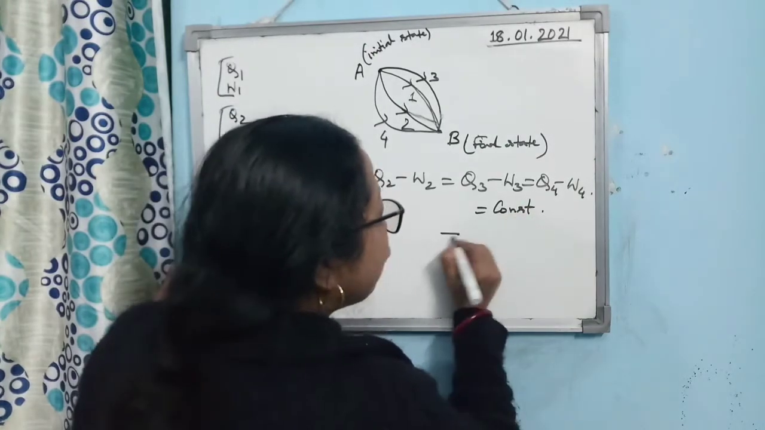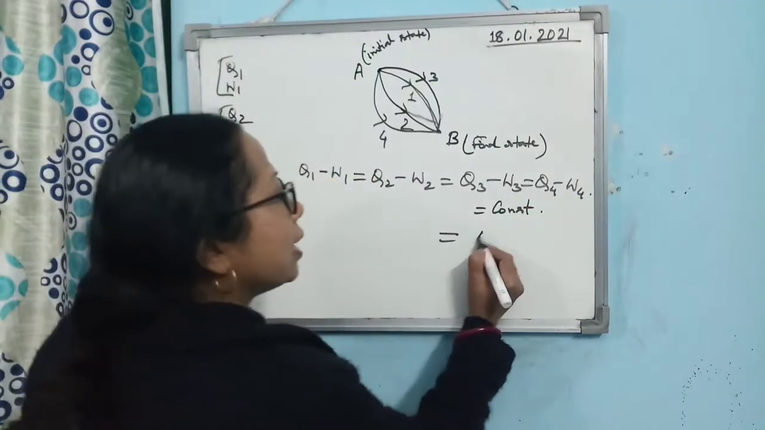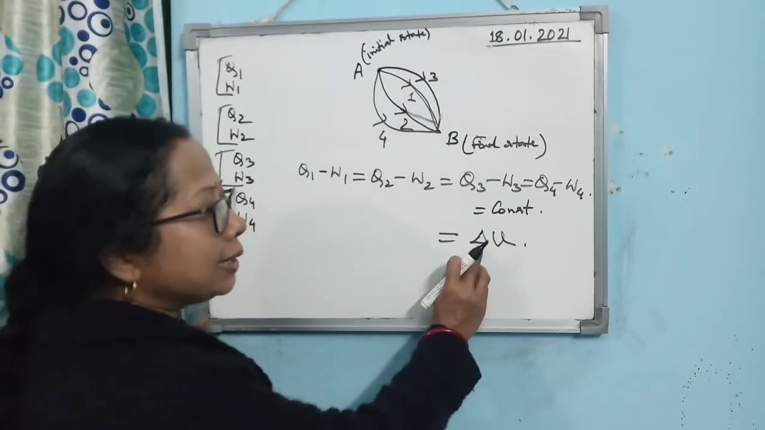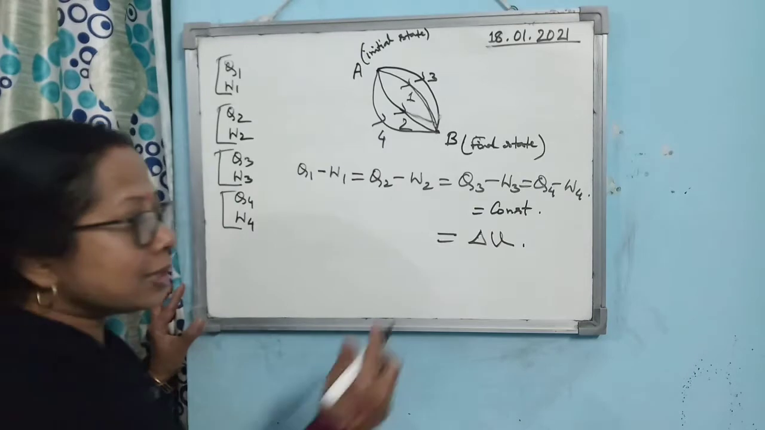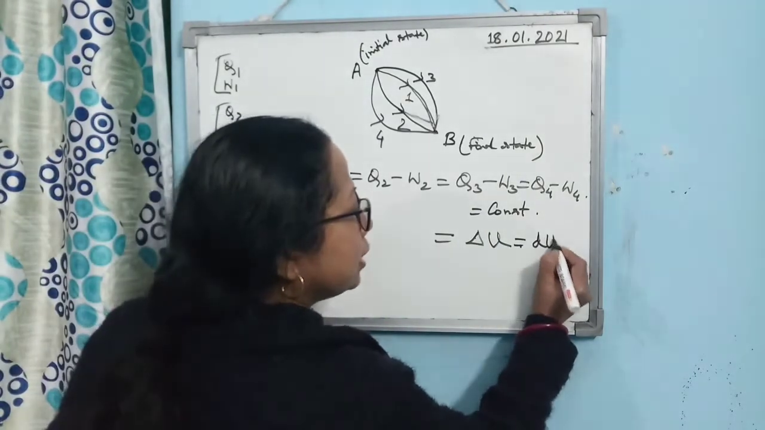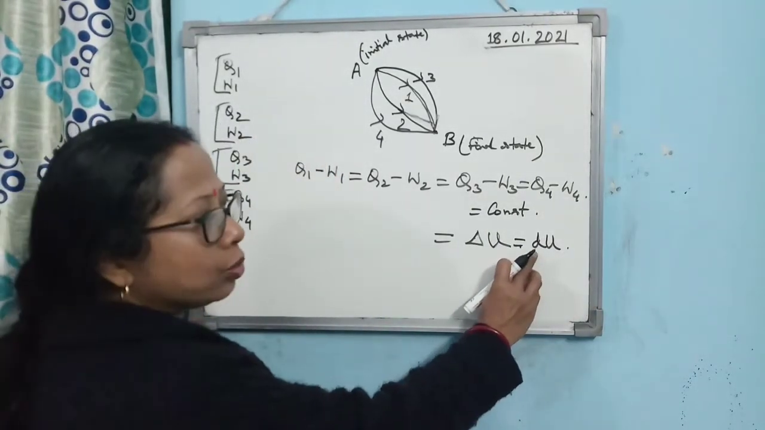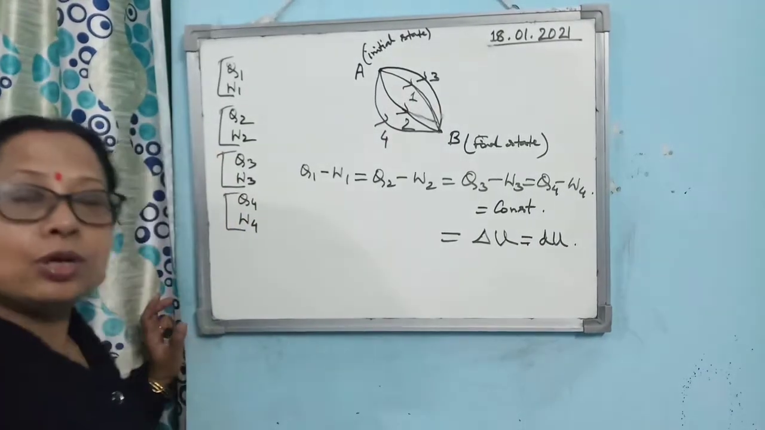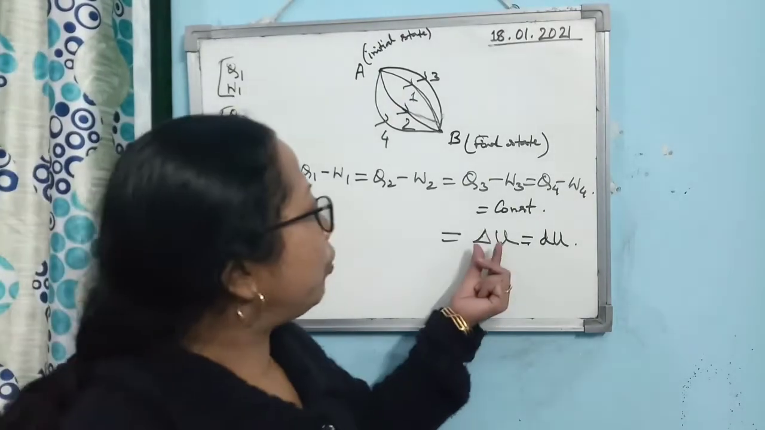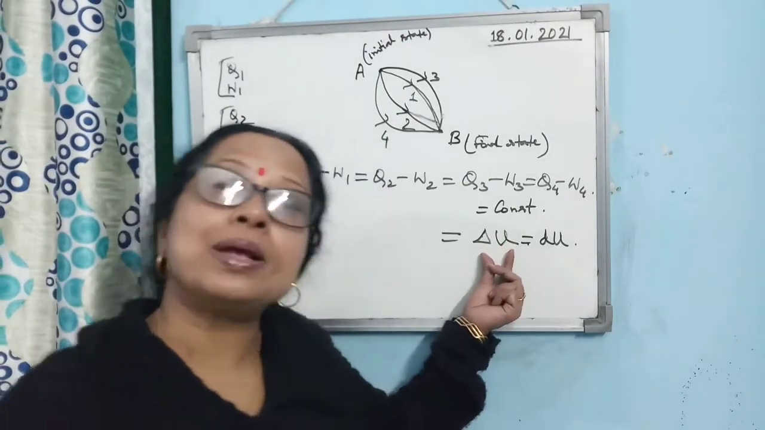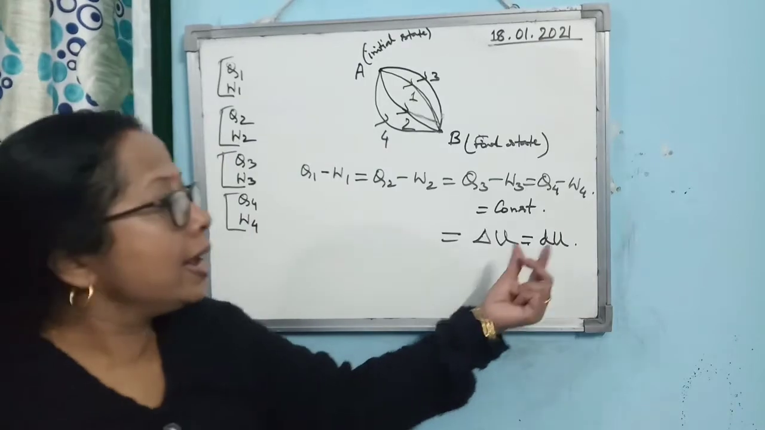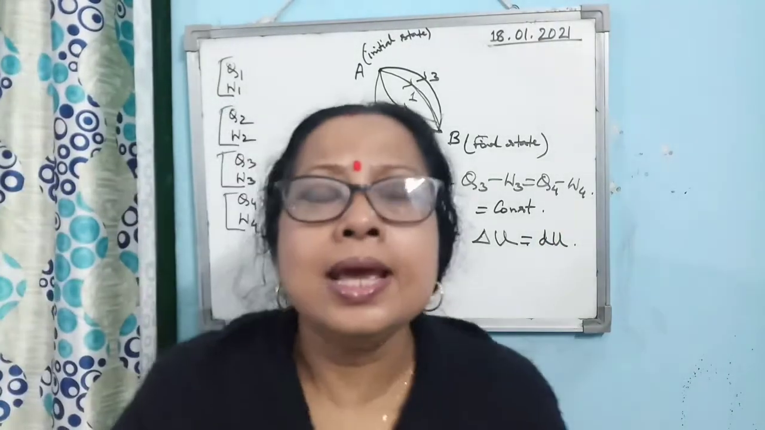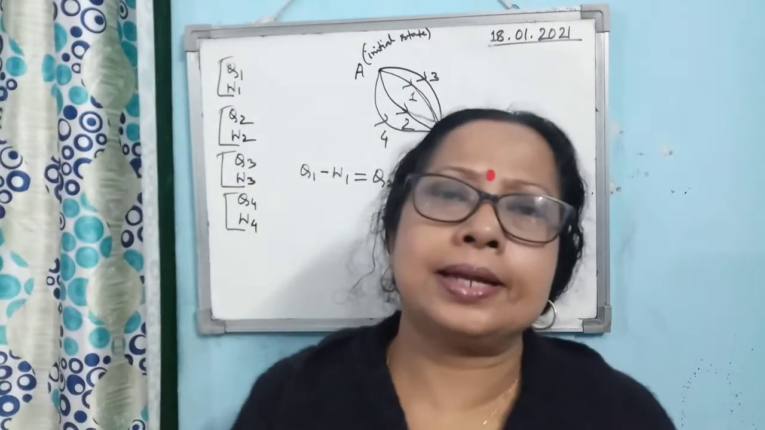And this difference between the heat and work done represents the change in internal energy. You know that delta represents the change. Sometimes we write it like this also, dU. This is used in calculus. d means the small change. U stands for internal energy. Delta U represents the change in internal energy, and dU represents the small change in internal energy.